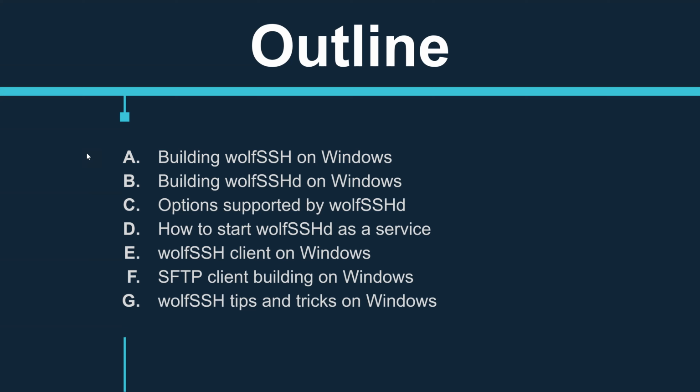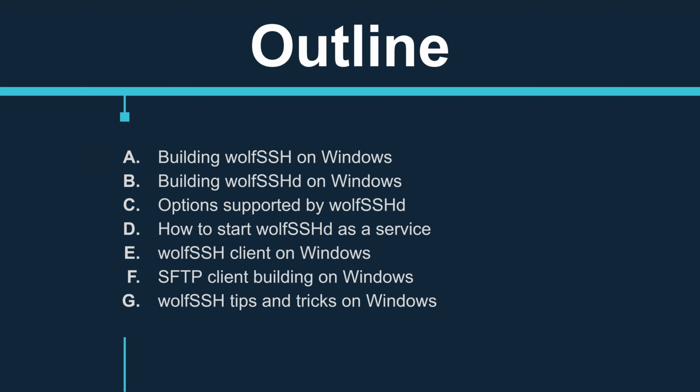Kind of a high-level overview of the topics being covered. We'll start off with building wolfSSH on Windows, move on to wolfSSHd on Windows, which is one of our new ports for wolfSSHd, and some of the options supported. Then, once having built the applications, how to go ahead and use them: running it as a service, running a client on Windows, SFTP, and then at the end, we'll go over a few tips and tricks and have an option for questions.